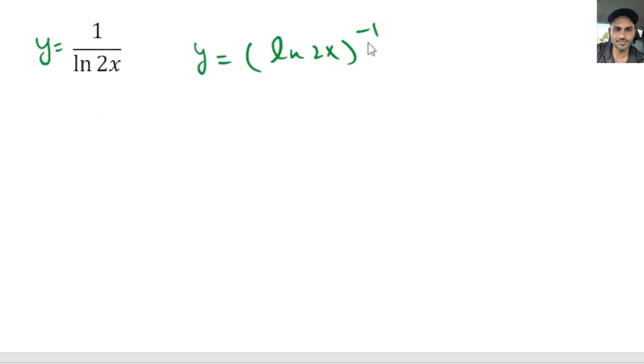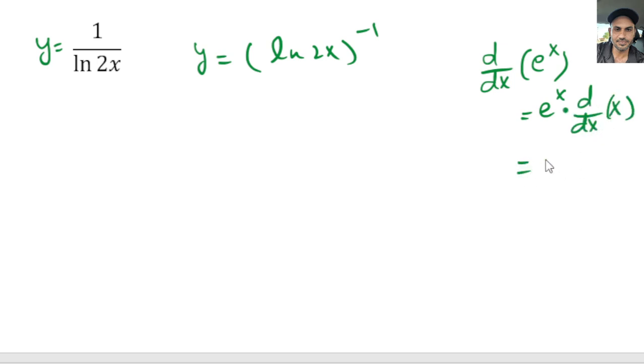Now we have a power rule, and then we have a chain rule, and then we have the derivative of a natural log. So it's going to be a little bit trickier here. Let's work it out. We already know that the derivative d over dx of e to the x is equal to e to the x times d over dx of x, which is e to the x times 1, which is just e to the x. Just remember this part because this is the one that we're going to apply.